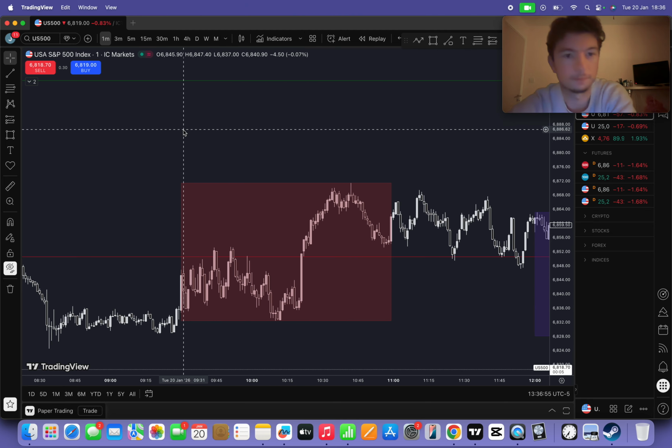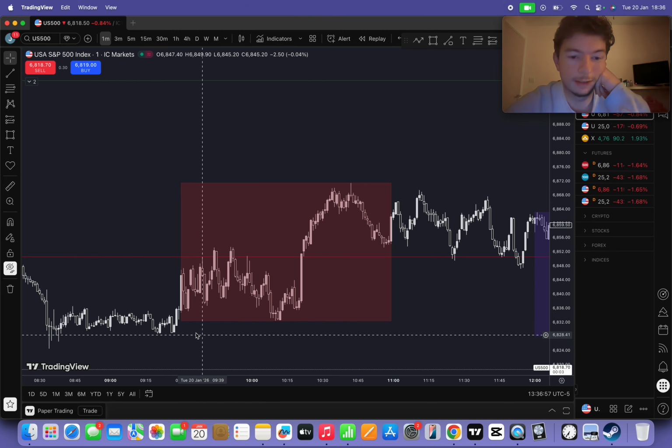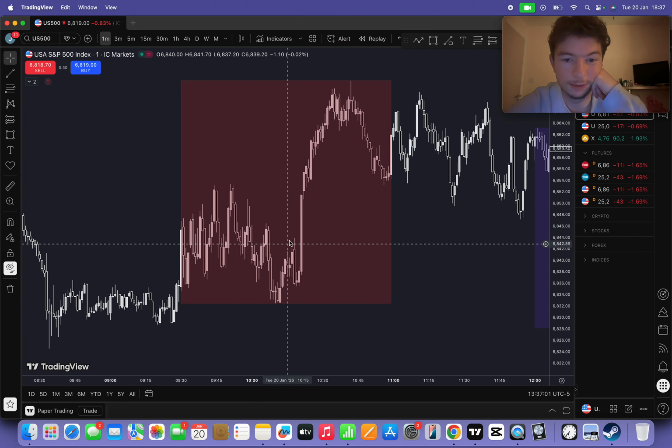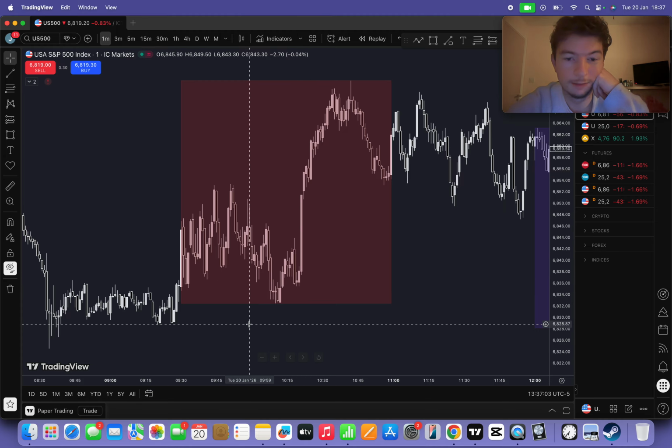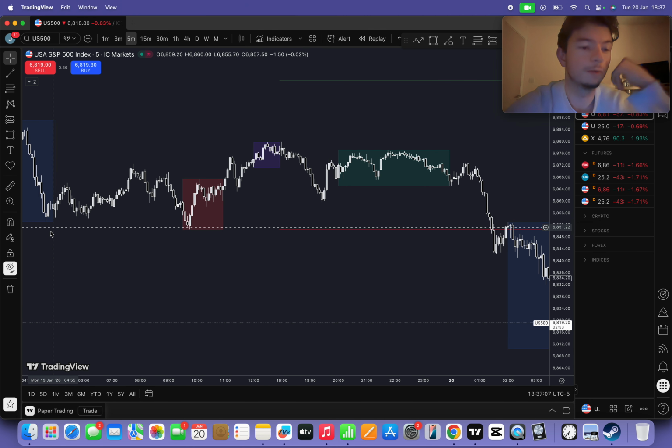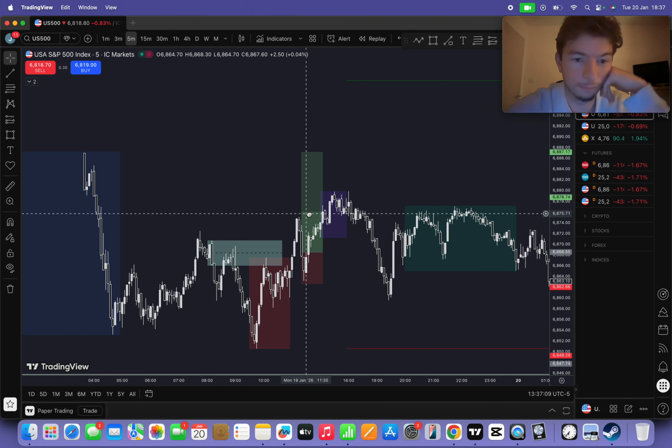Granted, this imbalance does get filled nicely. Push up. Broke structure there. Retrace, and push up. But that's not clear when you're in the moment. It's just messy. It's so messy.